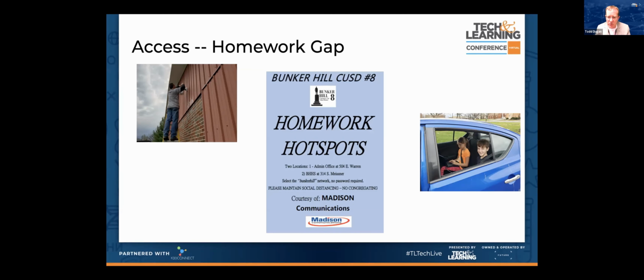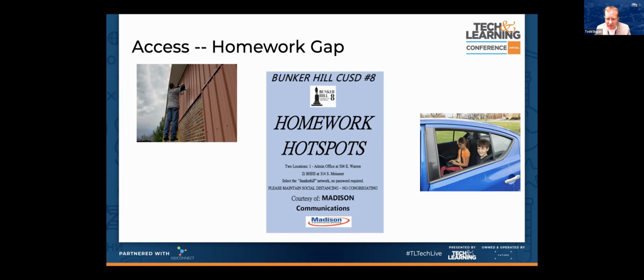But this shows you right here why synchronous learning was impossible. Basically we just did an outside access point. The telecommunications company gave us free 1 gig of service. So we cranked it up, took the password off, left the filtering in place, put out flyers all over, and posted on websites and social media, saying, hey, here's some homework hotspots, 2 of them in town. Select this network, no password required. Obviously maintain social distancing, no congregating.